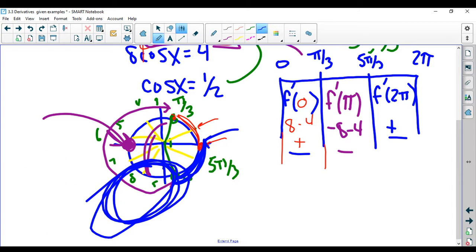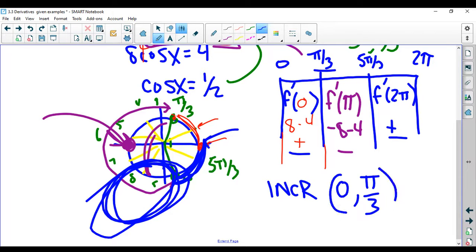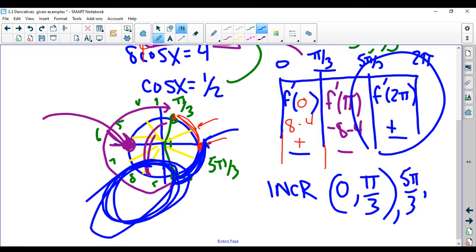Now be careful here. Don't put negative infinity to pi over 3 because we're not starting at negative infinity, and that would not be true. It's increasing from 0 to pi over 3, and then also from 5 pi over 3 to 2 pi. And that is it. Pretty simple.